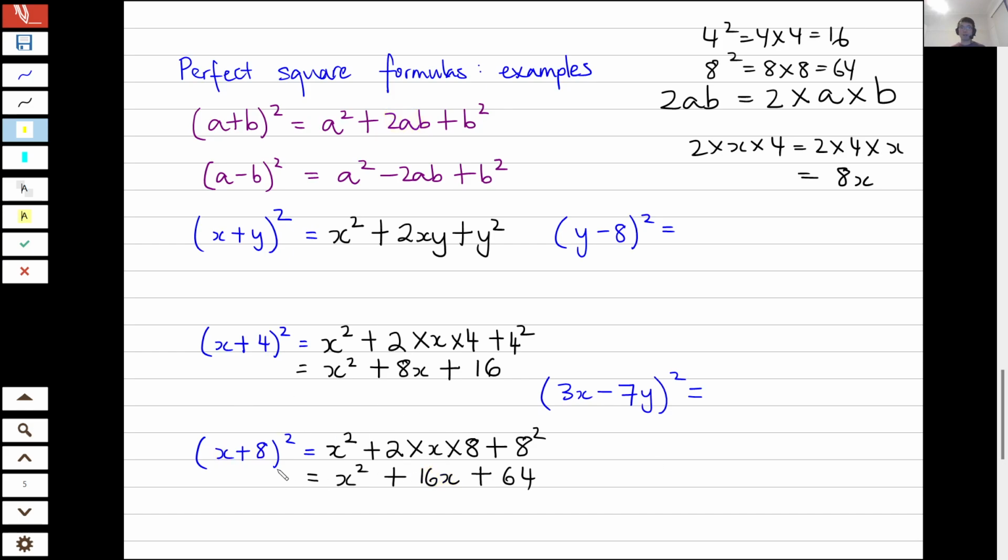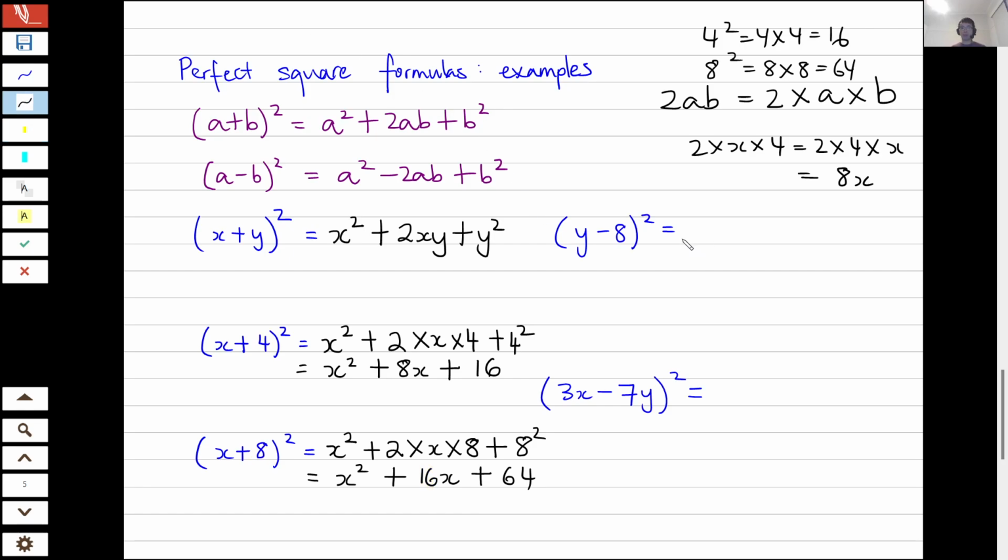So if I have just one x here and a number here, the number appearing in the middle with the letter should be double the number that I have in the brackets. So I've gone from 8 to 16. Here I've gone from 4 to 8. If your number is not doubled, then you've done something wrong. Check how you've applied the formula.